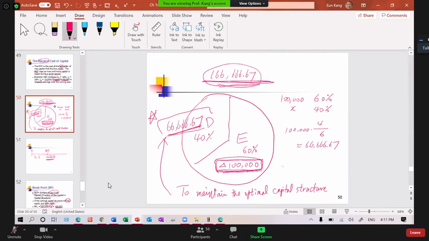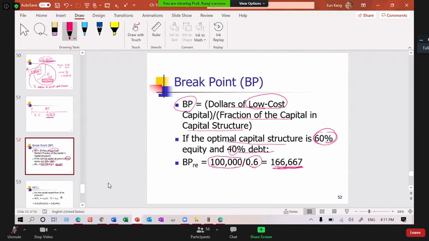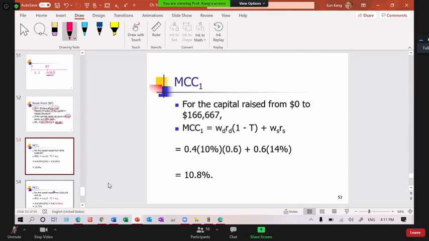An easy way to calculate that is this breakpoint. After this breakpoint, the cost of capital changes. So marginal cost of capital 1: for further capital raised from 0 to 166,667, you use the lower cost of capital, RS. Those numbers are still from the previous slides, 10%, 14%, and you get 10.8%. That is marginal cost of capital 1.